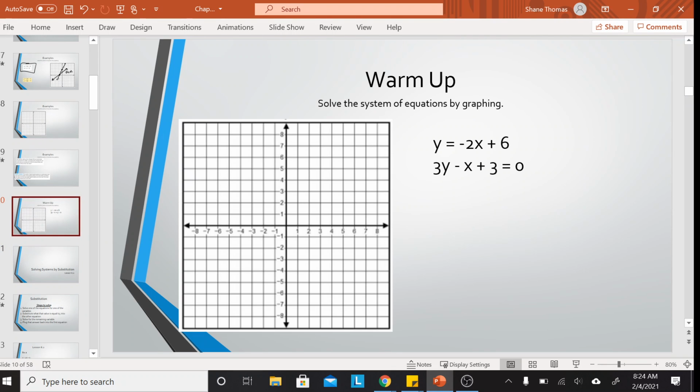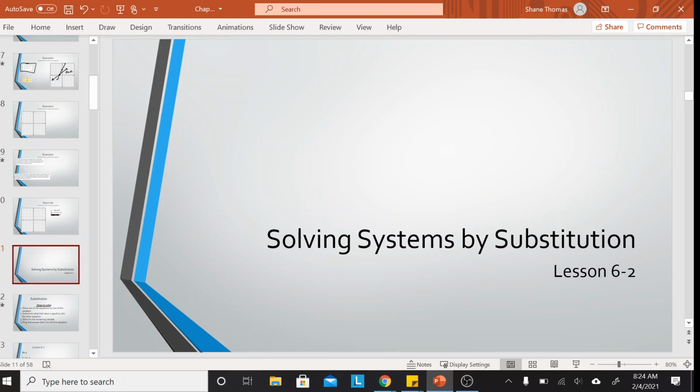Sometimes you might have to solve them first. For instance, in this one here, we'd have to solve for y so we know how to graph it. Otherwise, it's pretty straightforward. Graph the two lines and see where they cross.